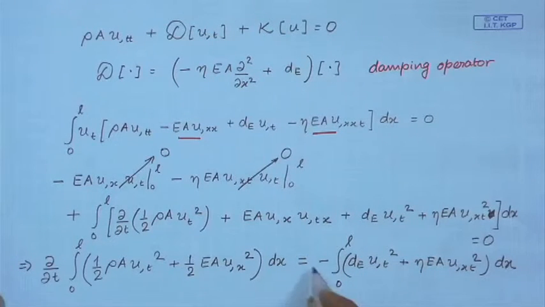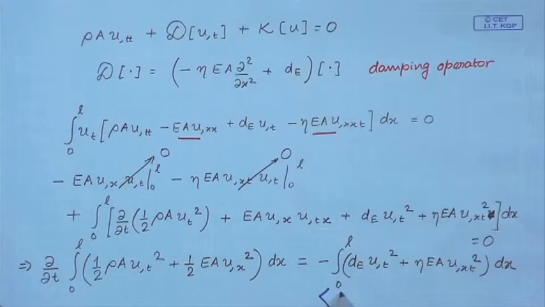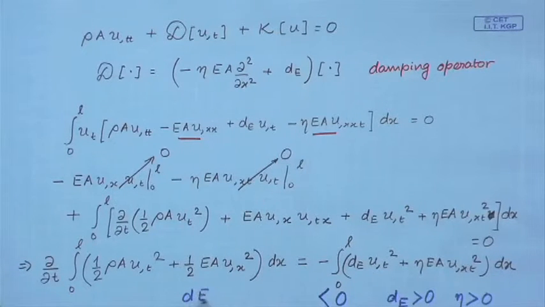So, if d E is positive and eta is positive, then this integral is positive. Here there is a negative sign. So, the right hand side is always negative. So, which means this is always less than 0 provided d E is greater than 0 and eta is also greater than 0. Now, this is nothing but the total mechanical energy of the bar.